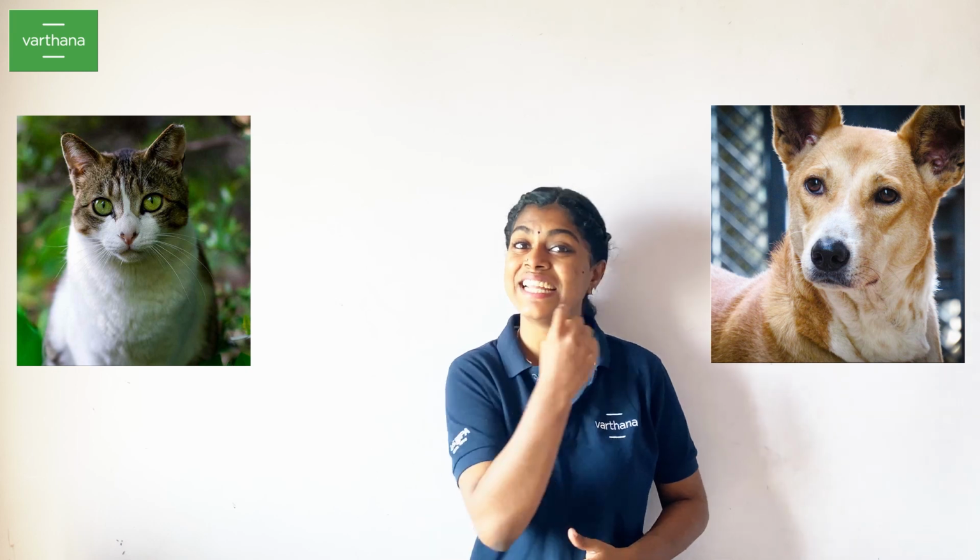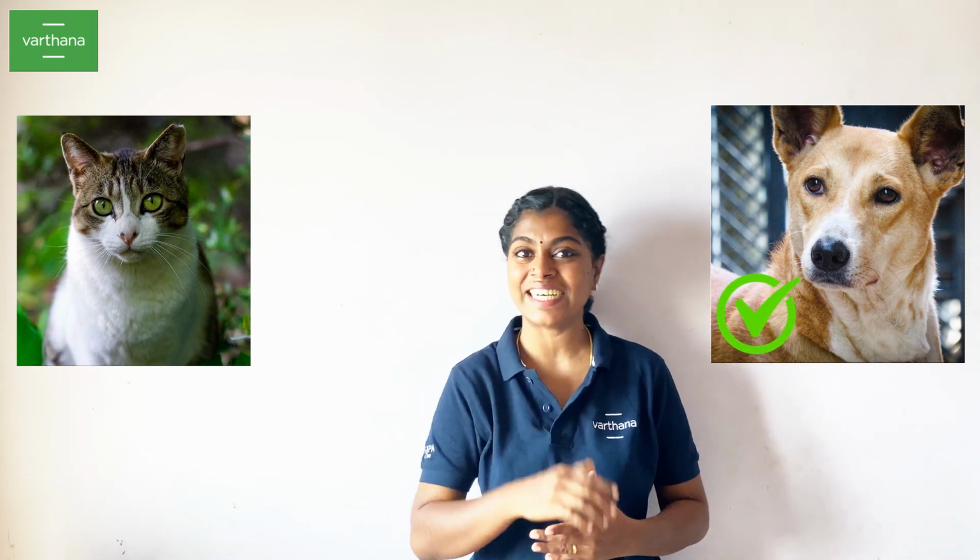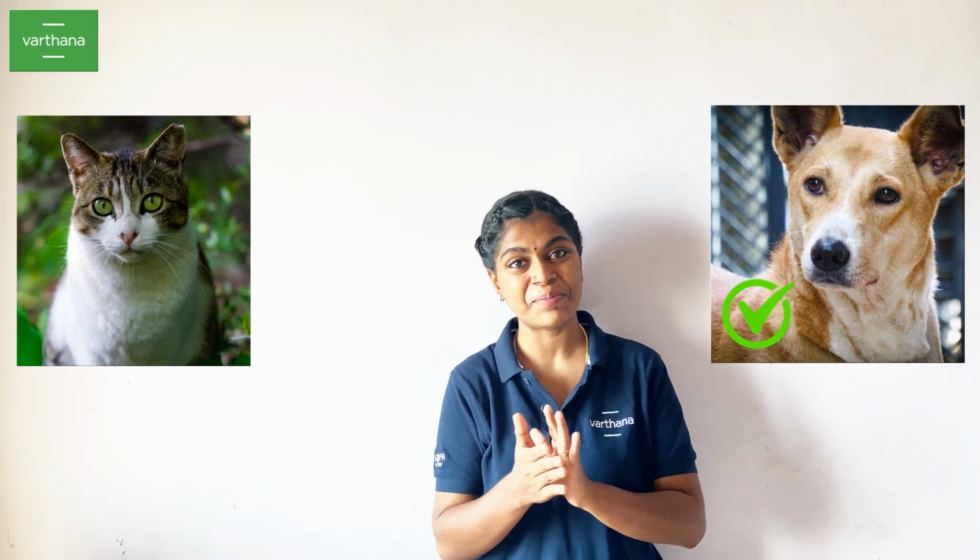Now select the correct animal. This one or this one? Yes, it's a dog. You did it correctly. Clap your hands. Let's move on to the fourth sound.